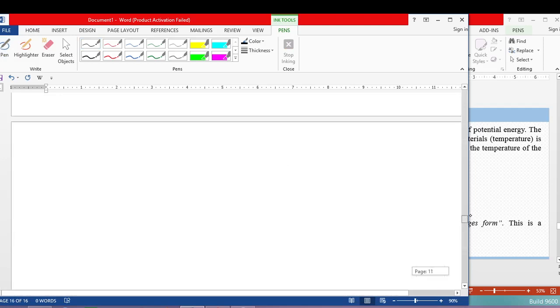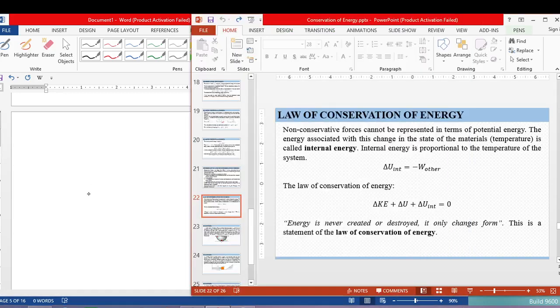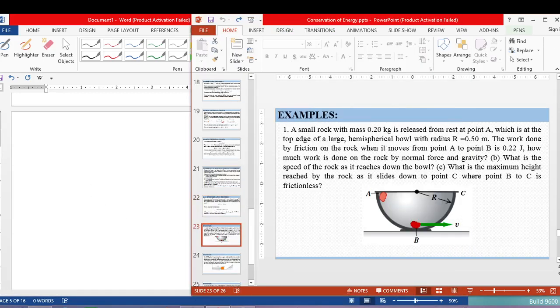Okay, so first example, we have to apply the conservation of energy. So example 1. A small rock with a mass of 0.20 kilogram is released from rest at point A, which is the top edge of a large hemispherical bowl with radius 0.50 meters. Always remember, if you see grams or centimeters, you have to convert that to SI units, so you will not be confused with the units and your answer will be right. If you see that it is not in SI units, convert it to SI units.